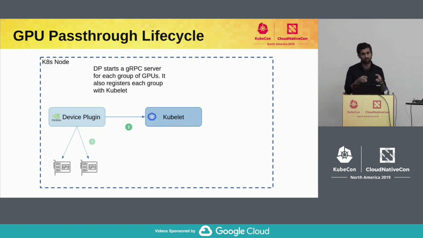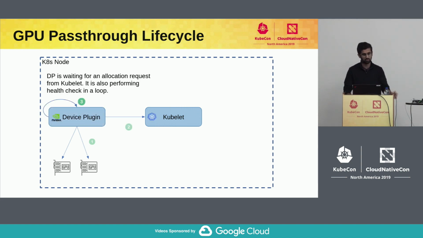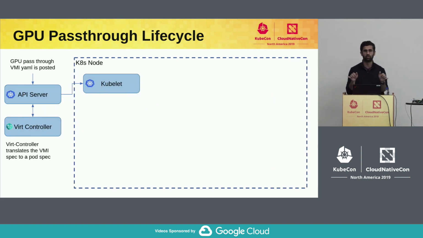It will create a gRPC server, and it will register itself with the local kubelet on that host. And it will advertise that, hey, I have this kind of device and this many of them. Once the device plugin does this, it waits for an allocation request from the kubelet. In the background, it is also doing a health check on all of the resources that it has advertised to the kubelet, to ensure that these devices which it is managing are healthy. Then the device plugin, as I mentioned, is just waiting for an allocation request. Now, the allocation request would come in the form of the creation of a KubeVirt VMI.